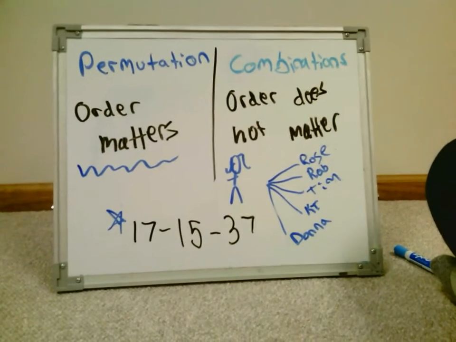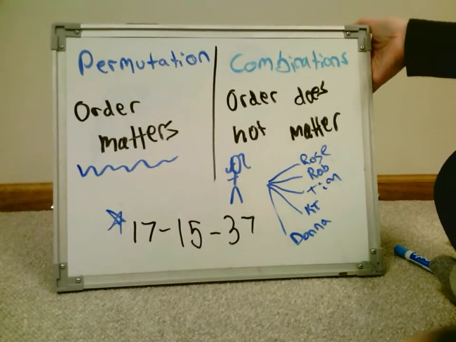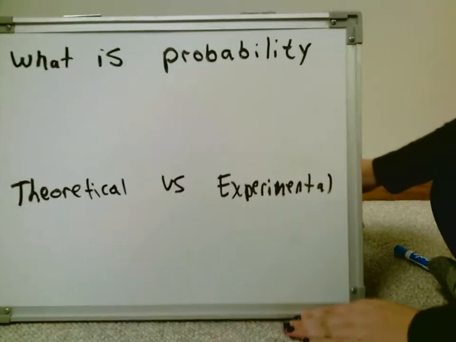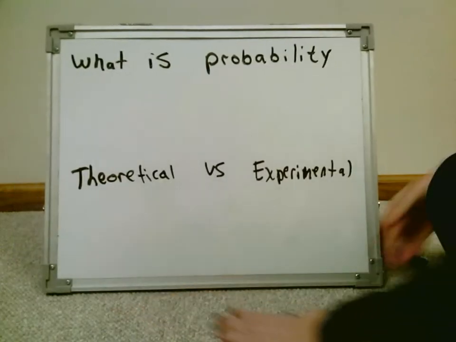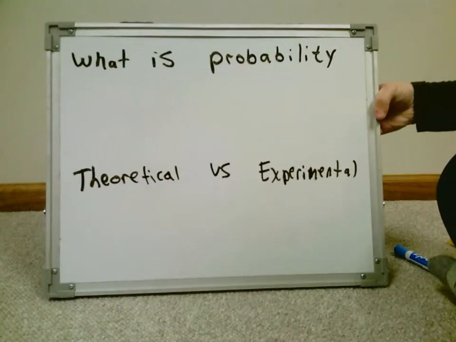Okay, locker permutation. So we're on to the next part, and the exciting part, in my opinion, is finally talking about probability. So the question arises, well, what's the difference between probability and the permutation and combinations that we are talking about on the front?